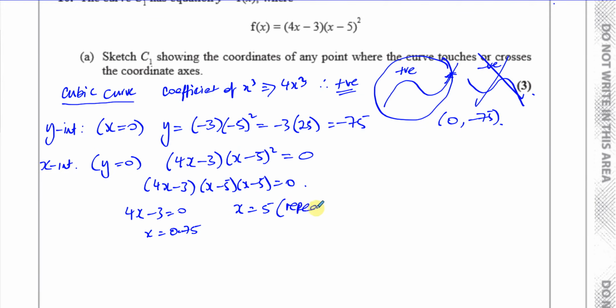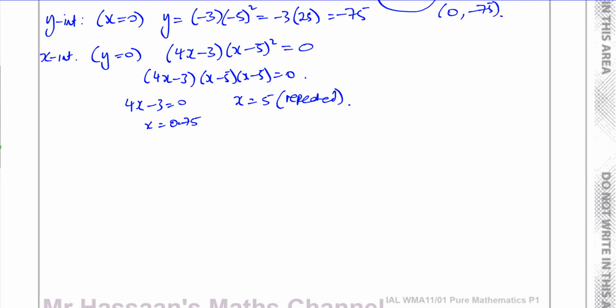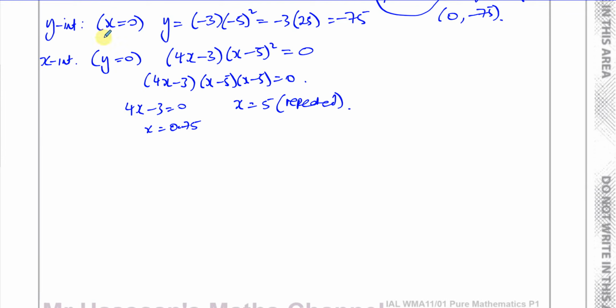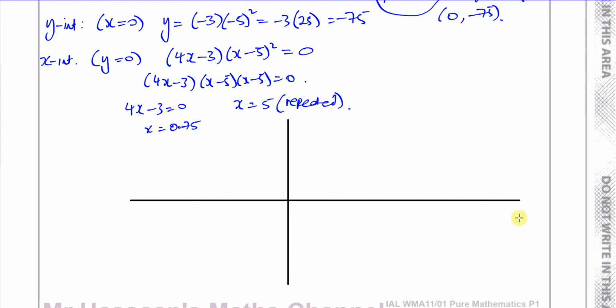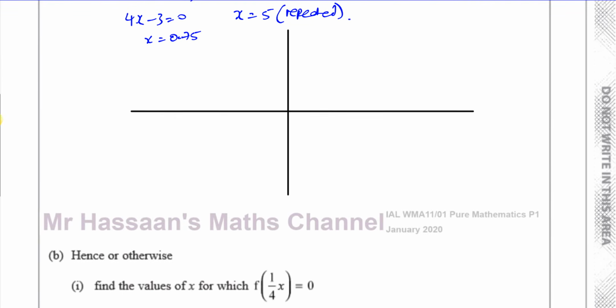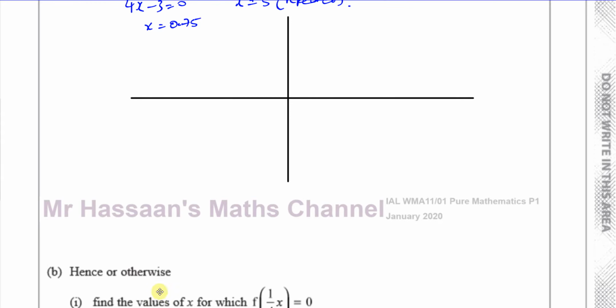Now, it's really important for you to understand that it's a repeated root. Whenever you see something like this on one of these cubic curves or any type of curve, you'll notice something very special happening on the shape of the curve. Now, we have all the information we need to sketch the curve. So I'm going to draw my y-axis, I'm going to draw my x-axis. Maybe I need to give myself a bit more space here.